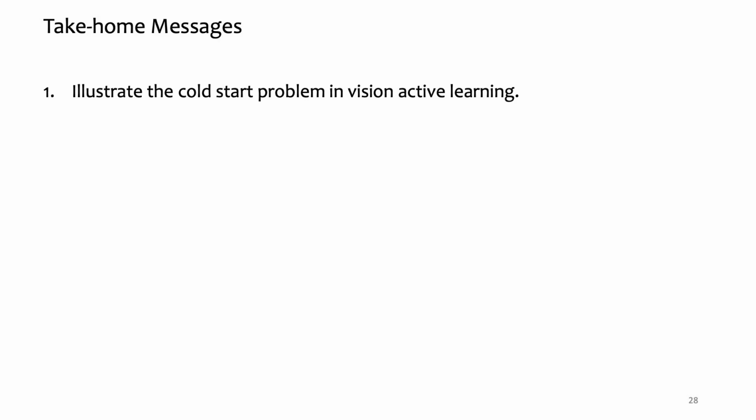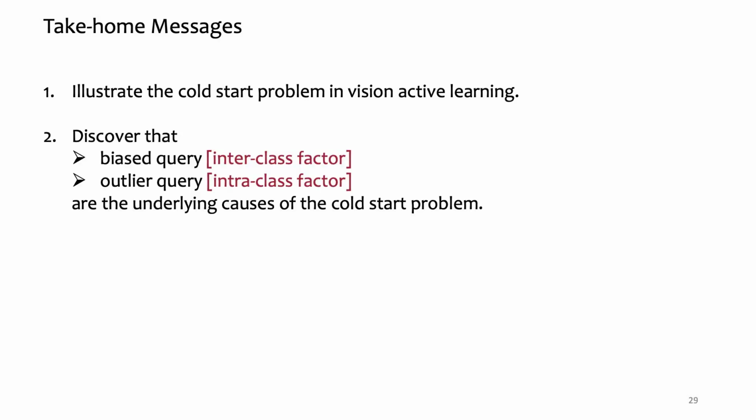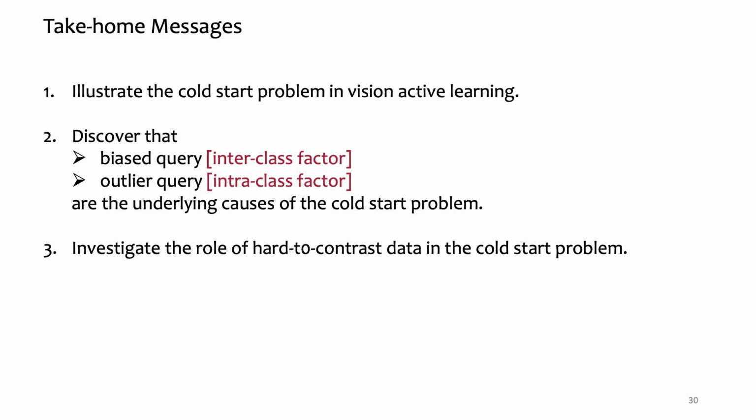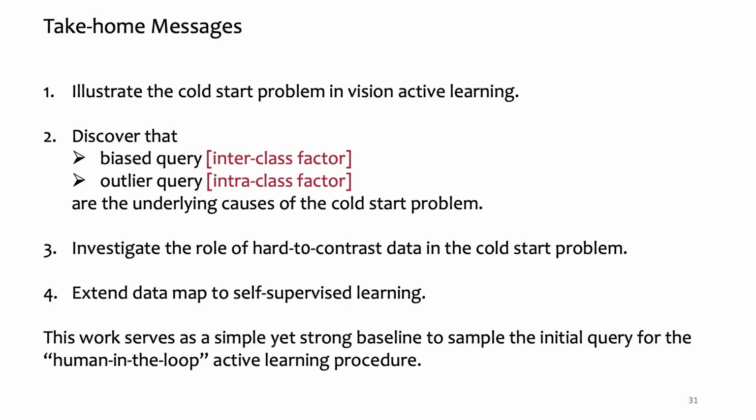In this work, we illustrate the cold start problem in vision active learning. We discovered that biased query and outlier query are the underlying causes of the cold start problem. We find that hard to contrast data can solve the cold start problem. We use data map and self-supervised learning to select hard to contrast data as the initial query. This work serves as a simple yet strong baseline to sample the initial query for the human-in-the-loop active learning procedure.